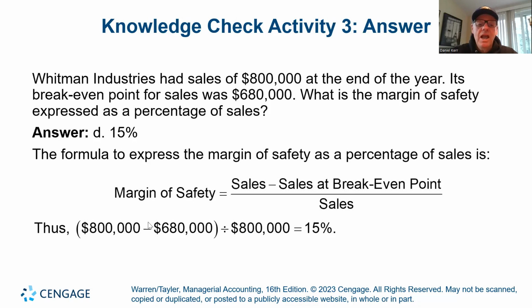So there we are. 800,000 is our sales. Sales at break-even is 680,000. 120,000 divided by 800,000 gives us 15%. So I would interpret this to say that the company could lose 15% of its sales before it breaks even. And if they lose more than 15% of their sales, they're going to drop below break even. Right? So that is what we mean by margin of safety.